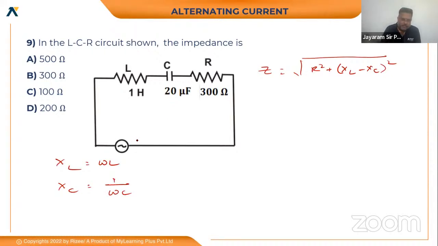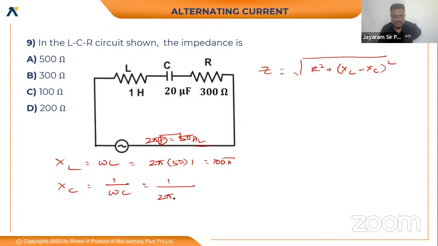Suppose I take the frequency, omega is 2 pi f, and the frequency in Indian circuits will be 50 Hz. It's common stuff basically. So if I substitute, omega can be written as 2 pi into 50 into the inductor, which is 1 Henry, which is equal to 100 pi. And next, XC is 1 by 2 pi f into C, which is 20 into 10 to the power of minus 6. So this can be written as 1 by 4 pi into 10 to the power of 5.